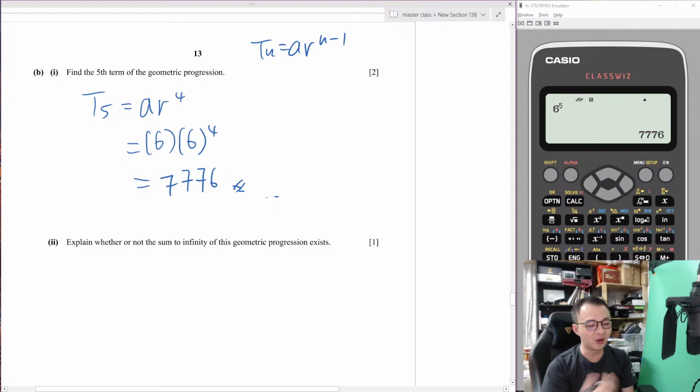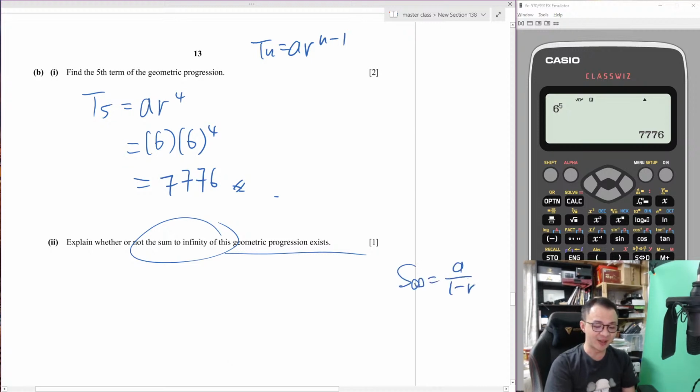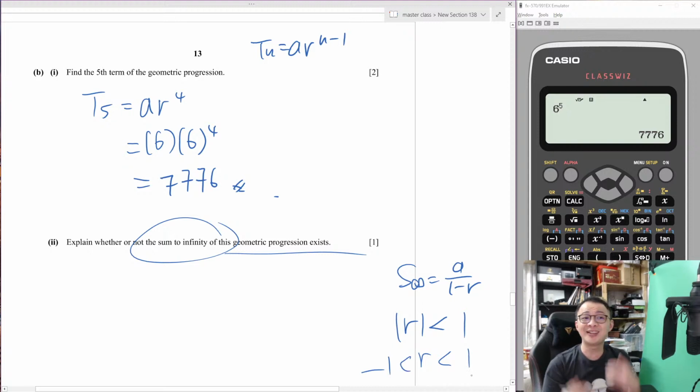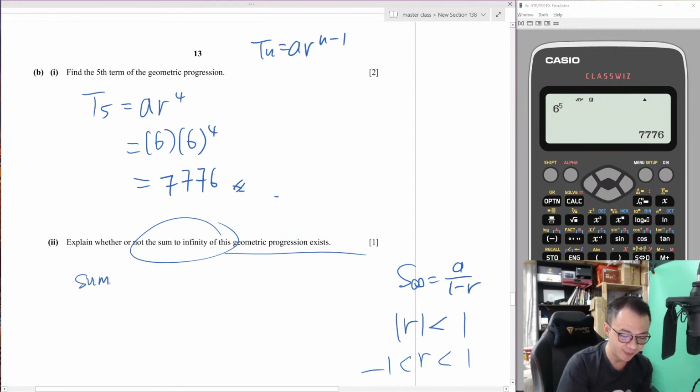Explain why or why not the sum to infinity of this GP exists. So in order to do sum to infinity, we know that this is the formula, right? A over 1 minus R. In order to do this one, modulus R must be less than 1. Basically it means R must be between -1 and 1. But in this case, your R is 6, isn't it? 6 is more than 1 already. So therefore, I will say the sum to infinity doesn't exist.